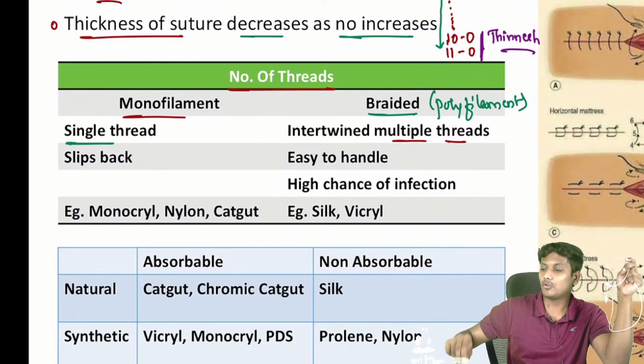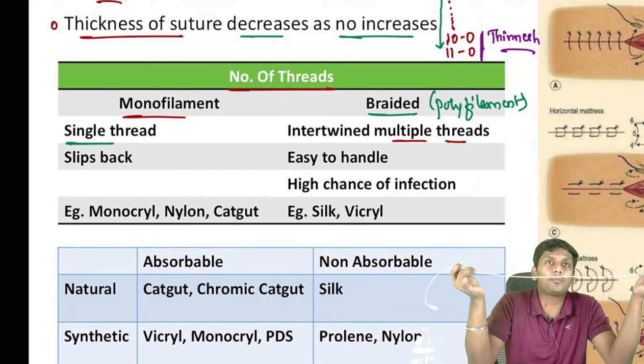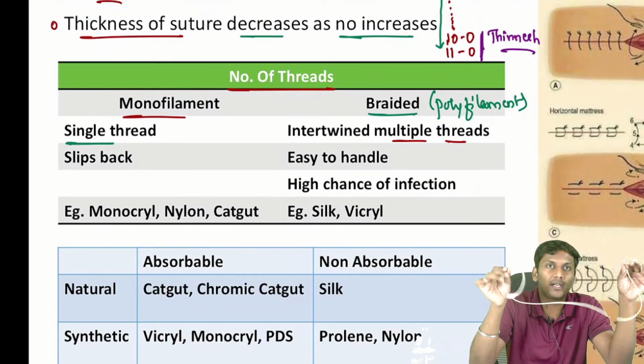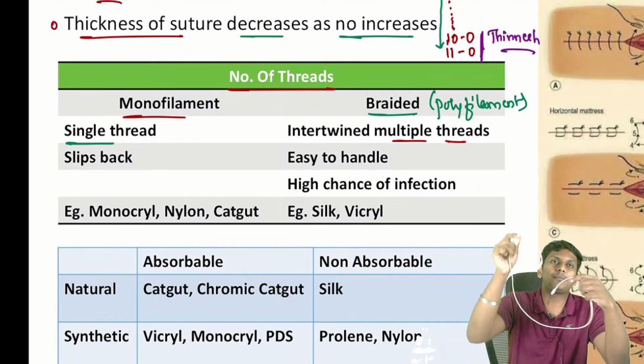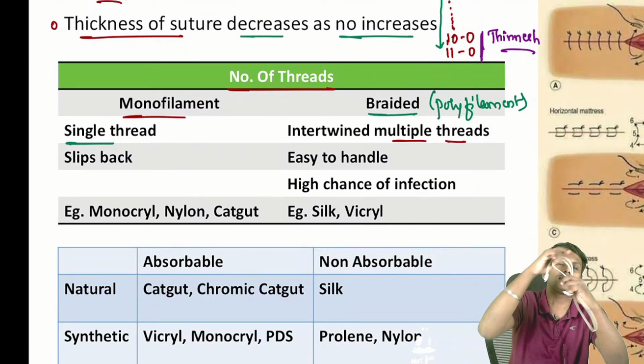The second problem with a monofilament suture is what? The second problem is it has a strong retention memory. That means, for example, if this is the shape of a suture, the suture is kept like this.